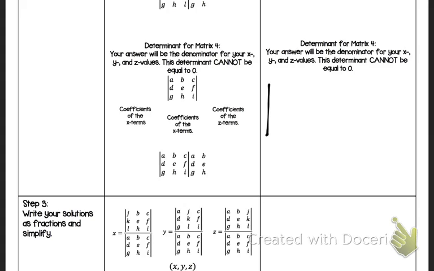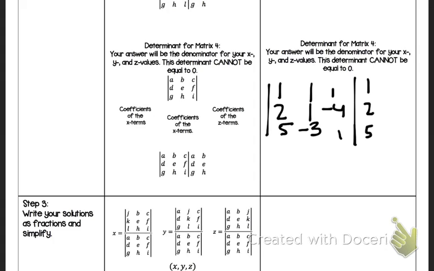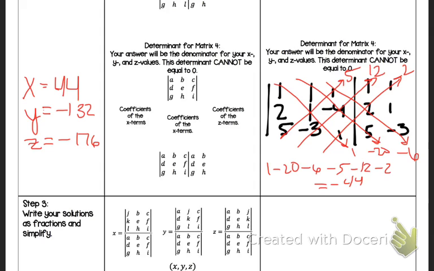So that's going to look like 1, 2, 5 for x, 1, 1, negative 3 for y, and then 1, negative 4, 1 for z. And again, copy down the first 2 columns. So 1, 2, 5, 1, 1, negative 3. Okay, go ahead, find the determinant of this one, and then we will come back. Pause this in 3, 2, 1, pause. Okay, so for our last matrix, I got negative 44.